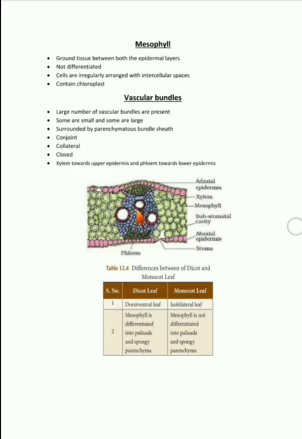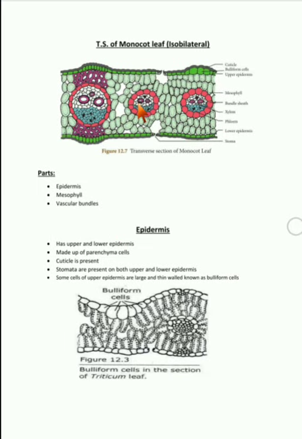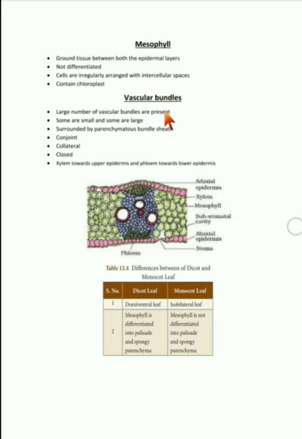Large number of vascular bundles are present. Some are small and some are big. So you can see the difference in these structures. Okay, so it is again surrounded by parenchymatous bundle sheath. So again the vascular bundles are conjoined, collateral and closed, so there is no change. So both dicot leaf and monocot leaf have the same type of arrangement, conjoined, collateral and closed. Xylem towards the upper epidermis and phloem lies towards the lower epidermis.